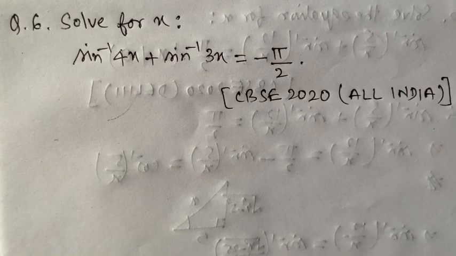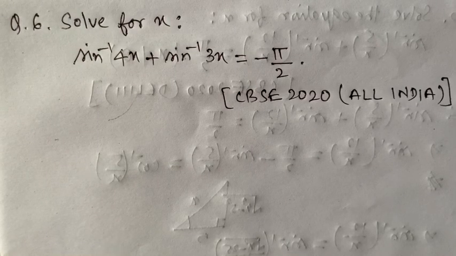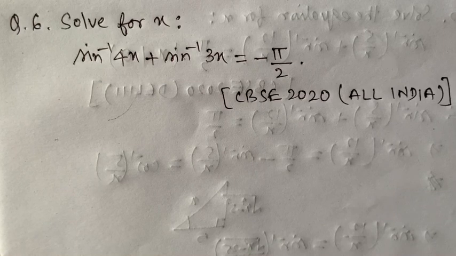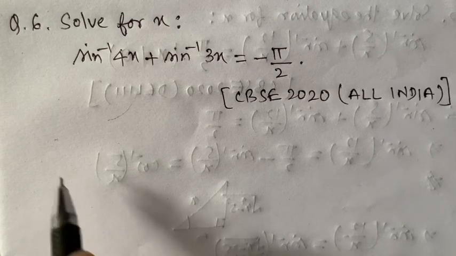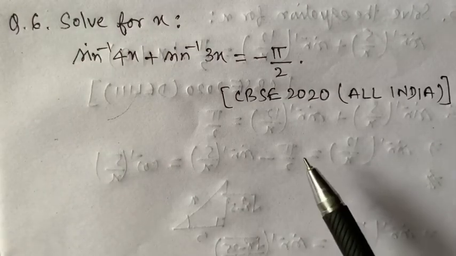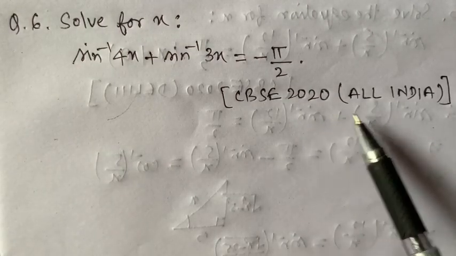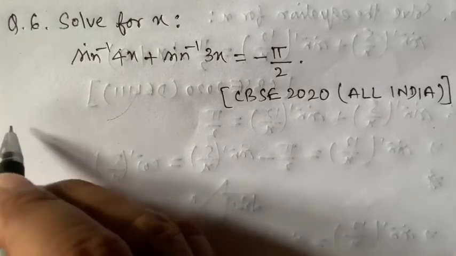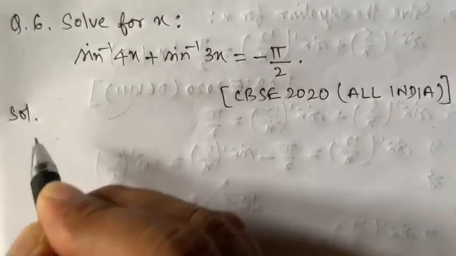Let us consider question 6. Question 6 is again a solving type question, that is, solve for x: sine inverse of 4x plus sine inverse of 3x is equal to minus pi by 2. This question has been asked in CBSE 2020 All India, that is, outside Delhi. Now we will solve it.